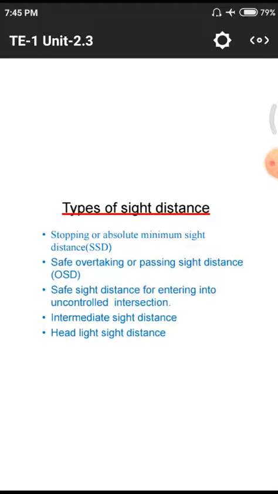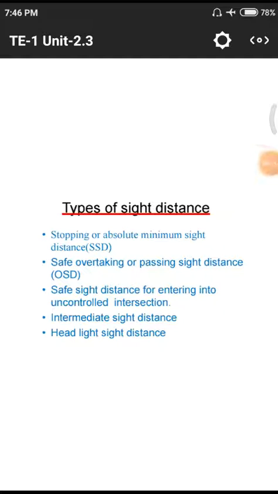First one we are having is the stopping sight distance or absolute minimum sight distance. The stopping sight distance is also called in short SSD. The other name of SSD is absolute minimum sight distance. Okay, these two things we need to remember. In competitive exams they will ask like this, what is another name of stopping sight distance? We need to remember that the another name of stopping sight distance is absolute minimum sight distance.